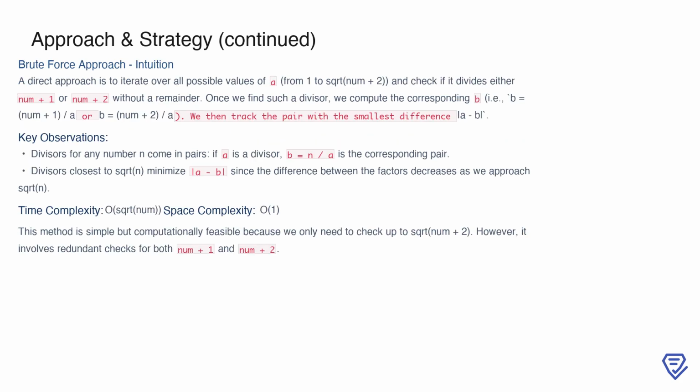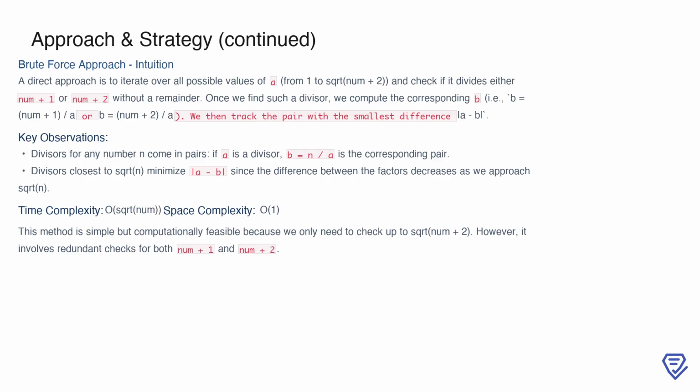One straightforward way to approach this is through brute force. Here, we iterate over all possible divisors a from 1 to the square root of number plus 2, checking if it divides either number plus 1 or number plus 2 without leaving a remainder. If it does, we calculate the corresponding value of b, which is either (number plus 1)/a or (number plus 2)/a, and then track the pair with the smallest difference between a and b.